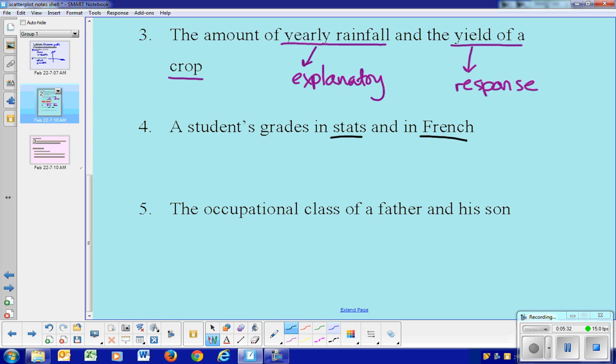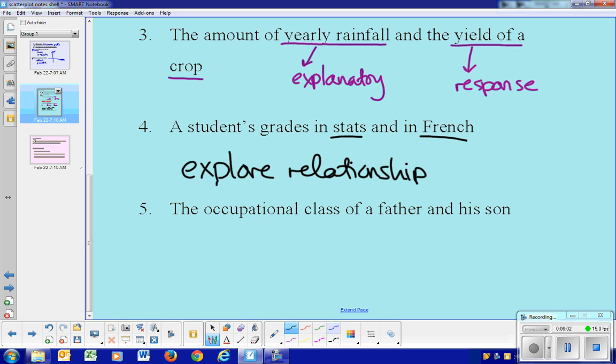Those are things that could influence both of these things. So it's not that one causes the other. We would want to explore the relationship perhaps, because my guess is that although there of course are exceptions, generally speaking, someone who's doing well in one class is doing pretty well in another class. Not always, but a lot of the time. And that is because of those other factors like diligence and perseverance and hard work and study skills and so on. Okay? The fifth one, the occupational class of a father and his son.